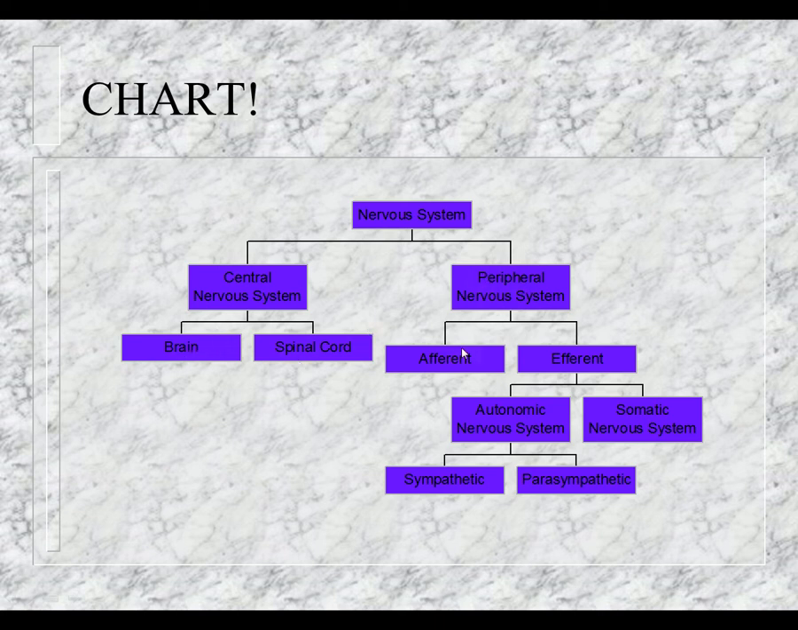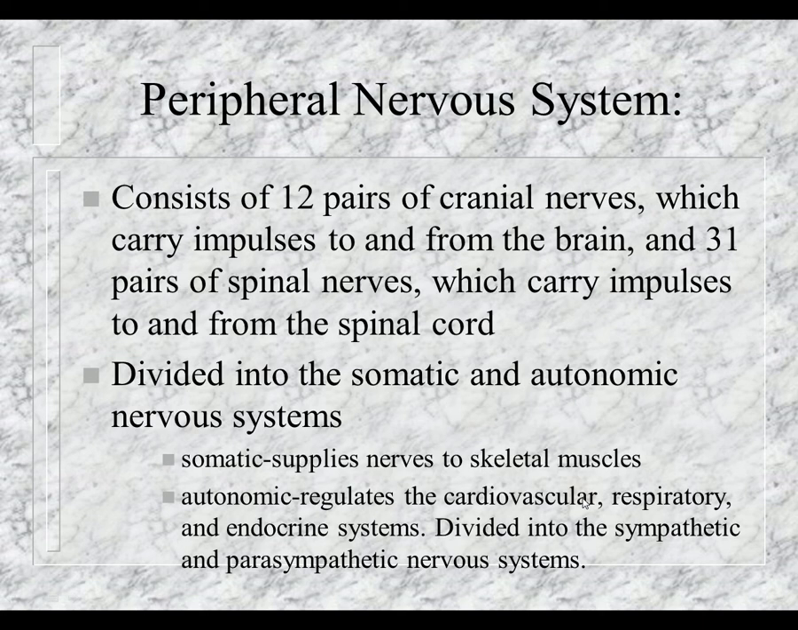The peripheral nervous system further breaks down into the afferent and the efferent, and the efferent breaks into the autonomic and the somatic nervous system, with the autonomic further breaking down into the sympathetic and parasympathetic. Again, this is just a review. The peripheral nervous system, we know, is composed of 12 pairs of cranial nerves and 31 pairs of spinal nerves, and it's divided again into the somatic and the autonomic nervous system.